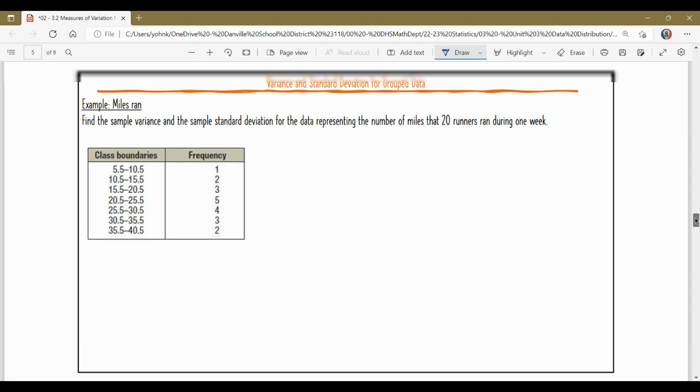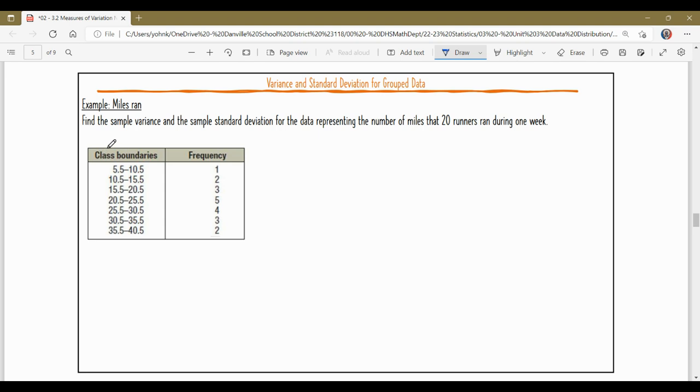So listed is a frequency distribution for the number of miles that 20 runners ran during 1 week. So we have one runner ran between 5.5 and 10.5 miles. Two runners ran between 10.5 and 15.5, and so on.